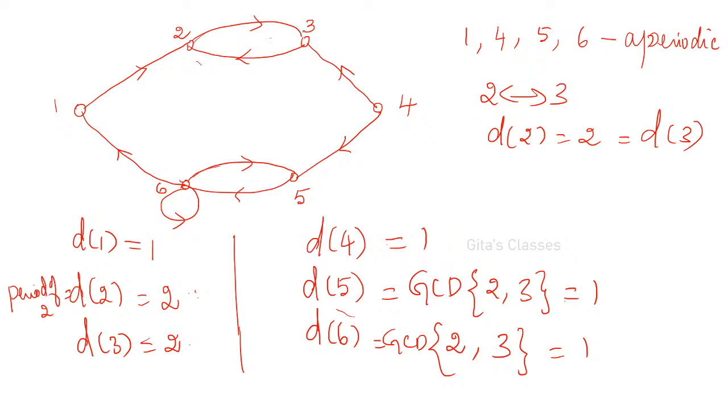From 3, I can go to 2, then from 2 I can come back to 3, right? In how many steps? In one step I have reached 2, and the next step I have come back to 3. Therefore, it is 2.